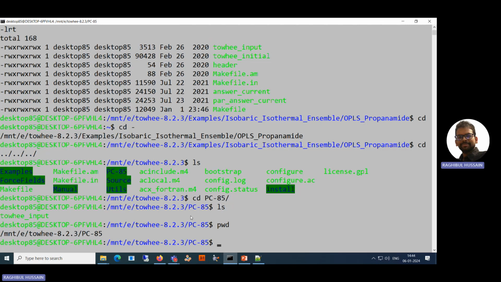You follow these steps. Go to the Tahi folder. First you have to go to the folder where your Tahi input file is. Then you type PWD. It will print this information.